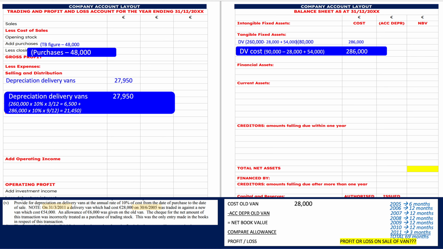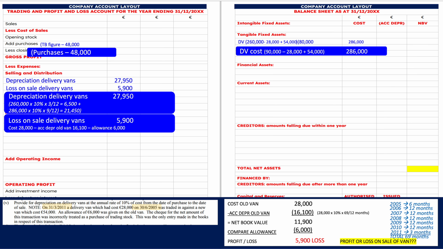So what is the accumulated depreciation then? 28,000 multiplied by 10% multiplied by 69 over 12 is 16,100 euro there. That gives us a net book value of 11,900 euro. If we compare it to the allowance of 6 that we got, that's a huge loss there of 5,900 euro.